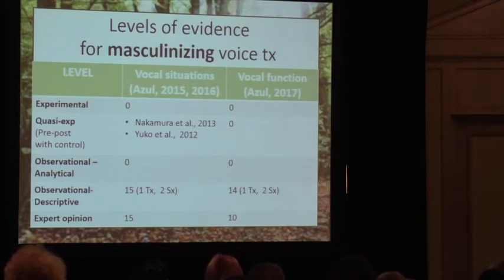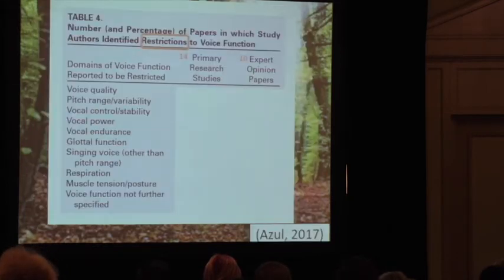I want to just show you quickly a table from the voice function article. These are the measures he used for voice function, if the paper talked about voice quality, pitch range and variability, vocal control, stability, vocal power, vocal endurance. Of course, these would be important to trans male singers. There were 14 primary research studies. Again, some of them had very low sample sizes, and then 10 expert papers. So he reports the percentage of those that did have restrictions in this area.